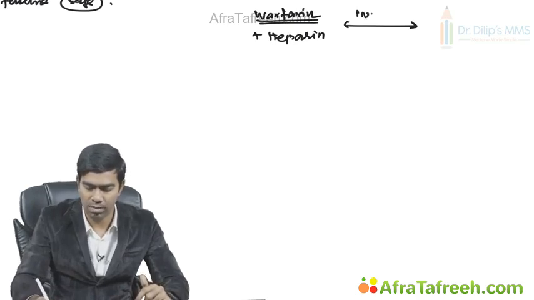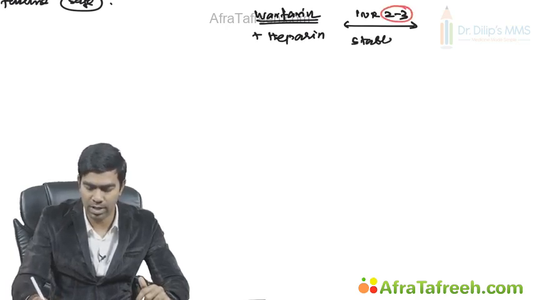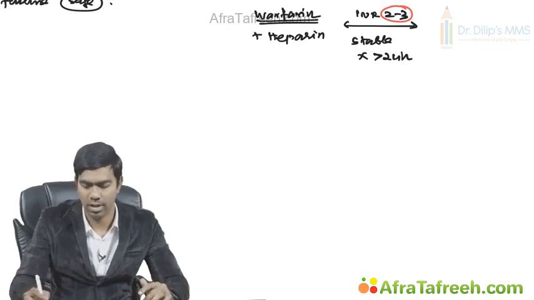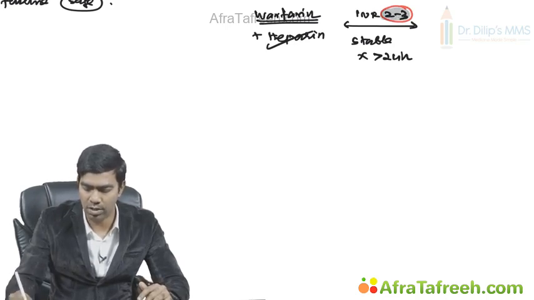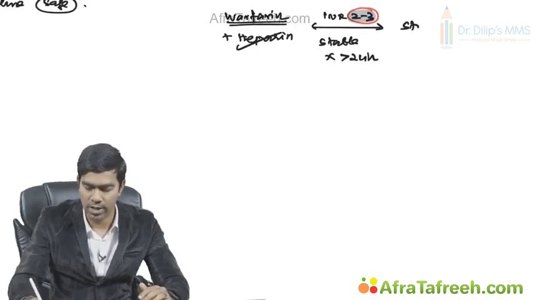So how long do you have to wait? Once the INR reaches the target, in most cases the target is 2 to 3, and it has to be maintained at a stable point for at least 24 hours, which might take 3 to 5 days easily, even 6-7 days. Till that time you have to continue heparin, and once the INR reaches 2 to 3 and is stable for at least 24 hours, you can discontinue heparin, whatever heparin you are using, and continue with warfarin only.